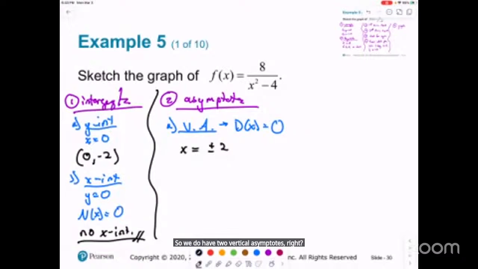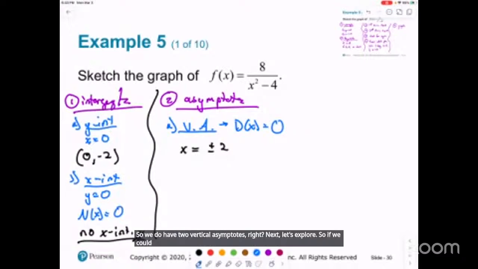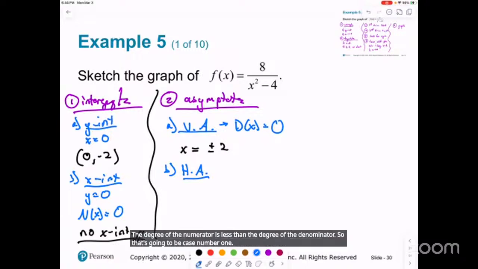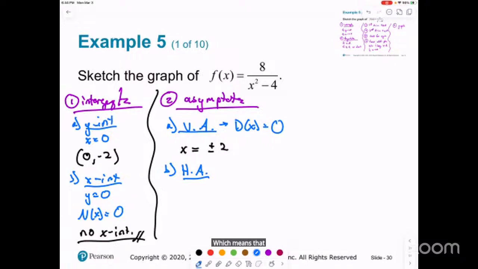Next, let's explore. So if we could talk about vertical asymptotes, we can also talk about horizontal asymptotes, right? I think I'm partial to the way we do it in college algebra. We compare the degree of the numerator to the degree of the denominator. The degree of the numerator is less than the degree of the denominator, so that's going to be case number 1, which means that y equals 0 is a horizontal asymptote, right?